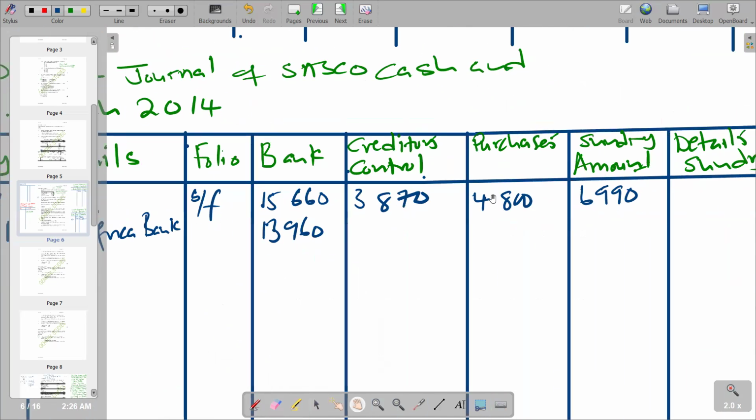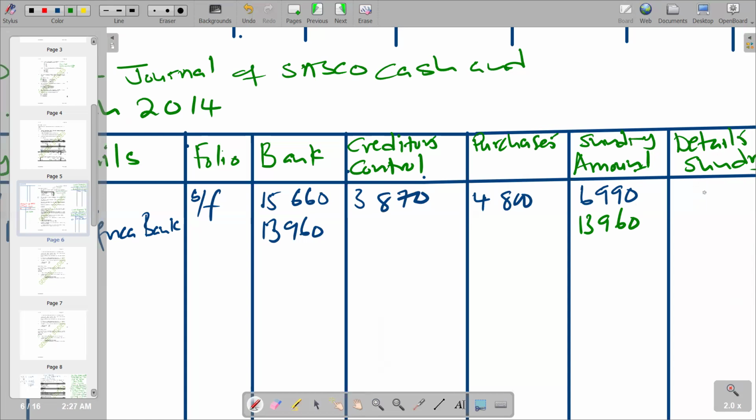So you see that these are just bank charges. We are not paying creditors and they are not purchases. So obviously they fall under sundry amount. So we put a sundry amount of 13,960. And when you put it under sundry amount, you need to put the details.